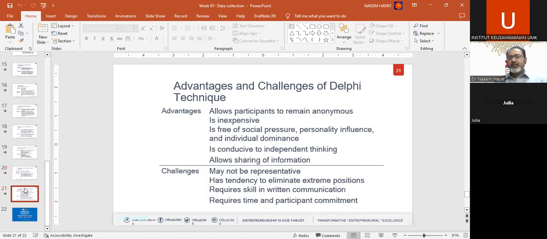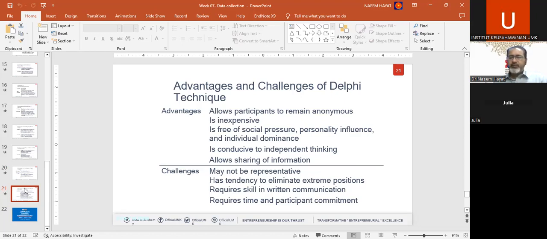The last technique, again, it's reported here, but there are more techniques available. But for today, the last is the Delphi technique, where we are collecting the data from a few participants and the participants remain anonymous. On one hand it's inexpensive, and it's free from social pressure because people don't know each other. Unlike in a focus group, they are not sitting in front of each other and giving their opinion. They are away from each other, maybe using technology, or we ask their opinion independently. So they are free of social pressure, personality influence, and individual dominance.